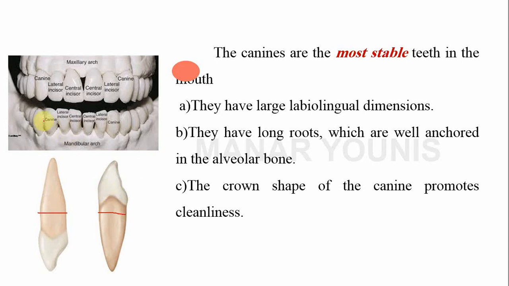Also, the shape of the crown, the functional form, promotes self-cleanliness. So this self-cleansing quality, which is related to the functional form of canines, prevents food from collecting or accumulating over the surface of canine during mastication, so it helps keep these teeth clean even if the individual has bad oral hygiene.